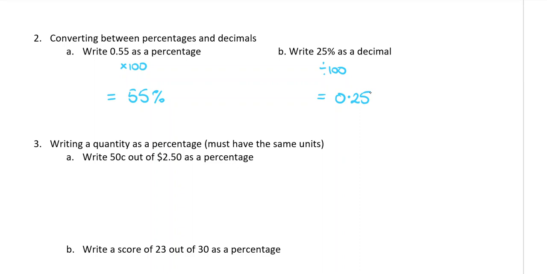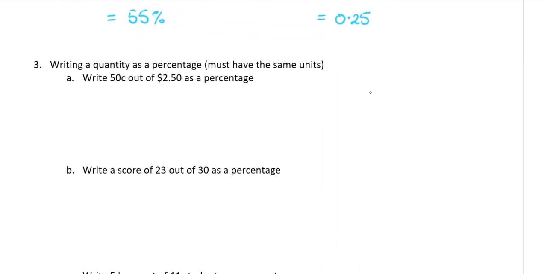Question 3. Writing a quantity as a percentage, and it says in the brackets that they must have the same units. So I have one of these in cents, so 50 cents, and $2.50. If I'm going to be comparing those two quantities, I can't do it while they have different units. So I have to choose, and I'm going to put them both in cents or both in dollars. You can, it doesn't actually matter which way you go. I would normally choose to go with the smaller unit.